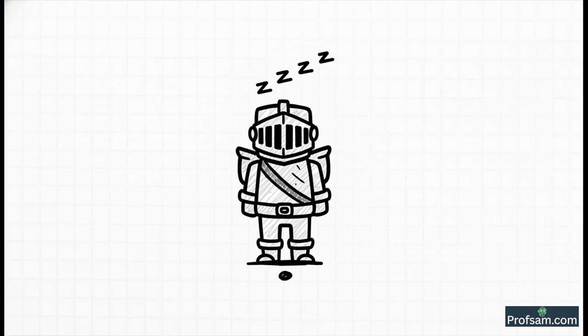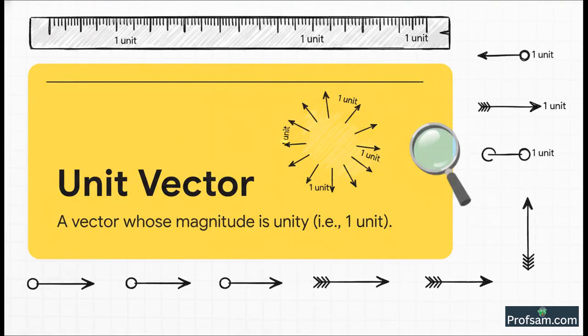The best way to picture this is your character in a game when you go AFK, away from keyboard. There's zero movement, which means it has zero magnitude. And because it's not going anywhere, it has no specific direction. Easy, right?